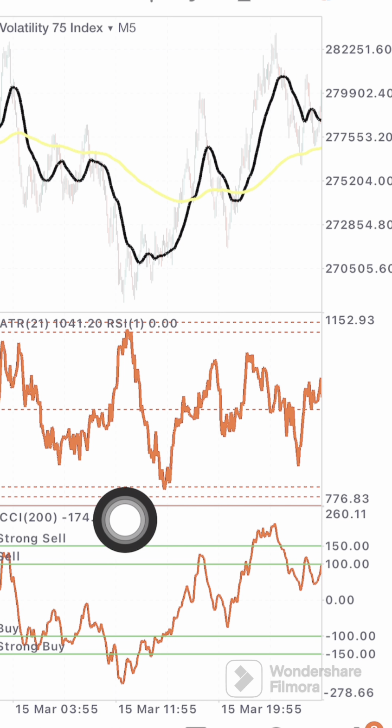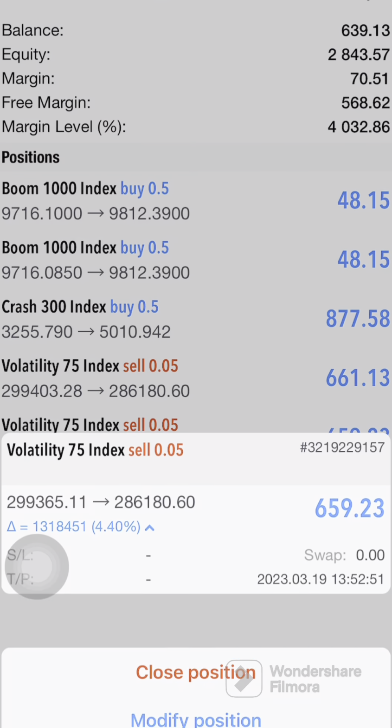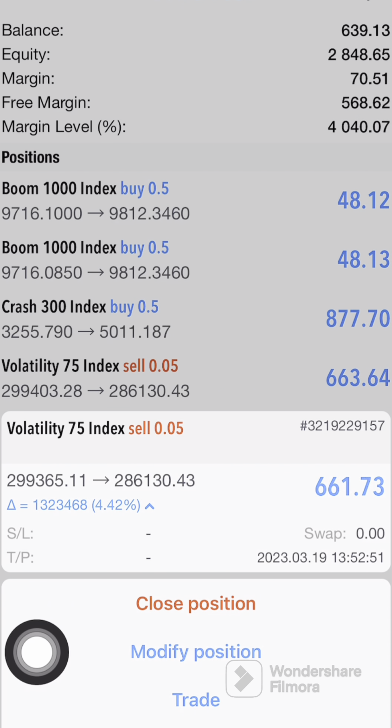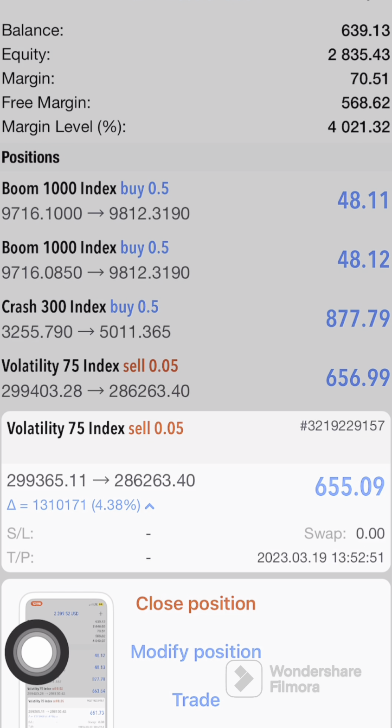For the CCI, you are just going to look at how the market will move. If it reaches a buy zone, it cannot buy again, so wait for a sell signal. If it hits a sell zone, it cannot sell again, so wait for a buy signal. That is the basic concept you will have about this volatility 75 index boom and crash spike strategy, or I should say volatility 75 index sniper entry trading strategy.